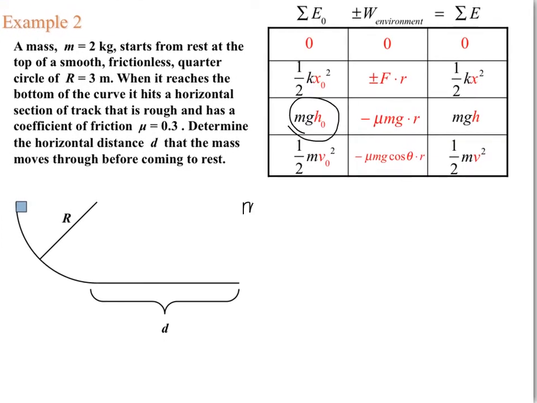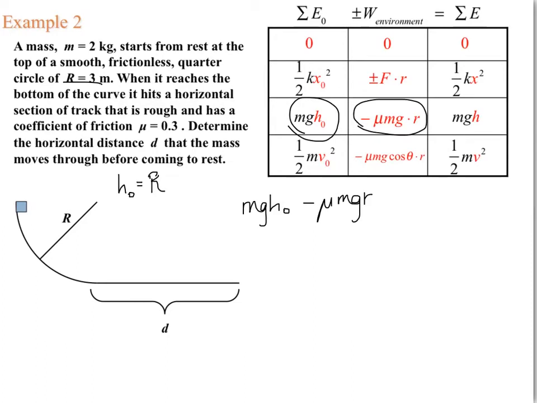So we have mgh, where in this case, h is r. Okay? And then at the bottom, after we've reached this rough patch, we've removed energy and let it out into the environment. So now we have lost mu mg r.